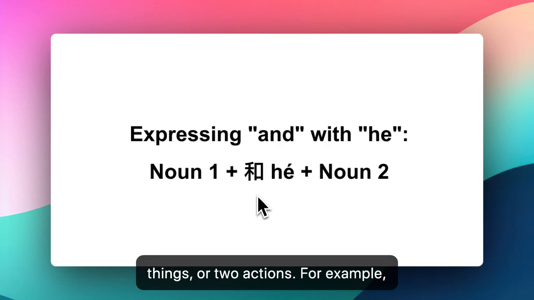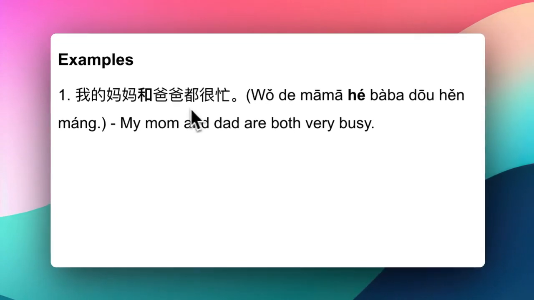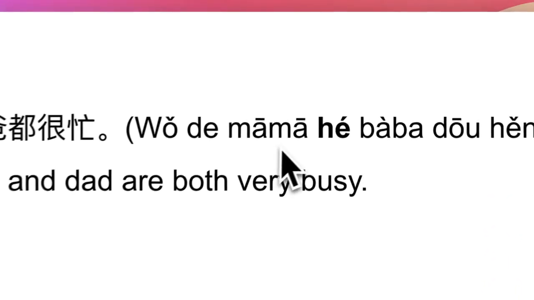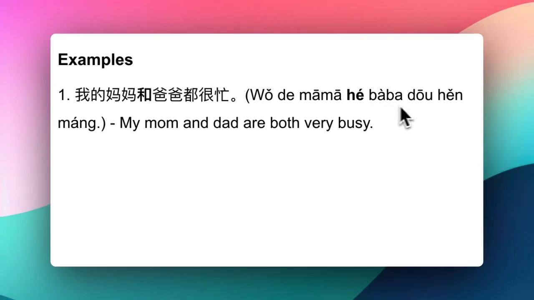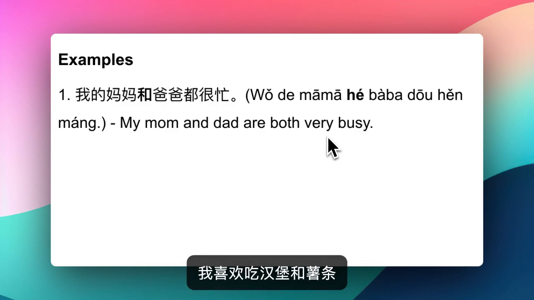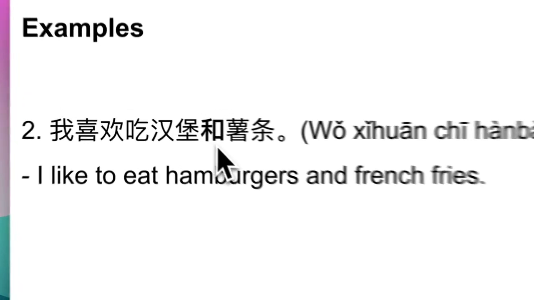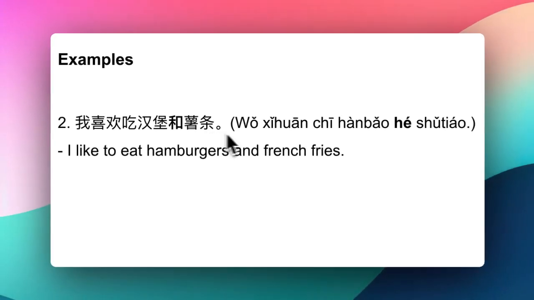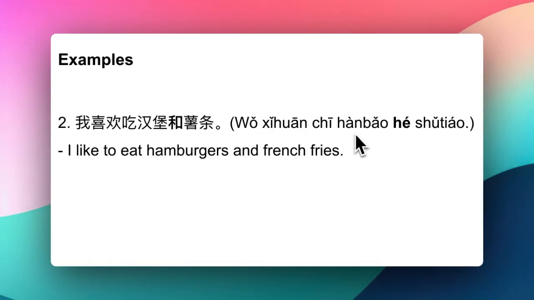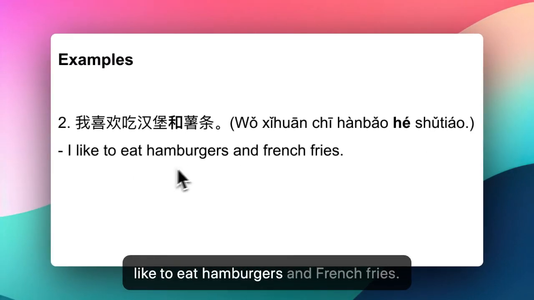For example, 我的妈妈和爸爸都很忙。My mom and dad are both very busy. 我喜欢吃汉堡和薯条。I like to eat hamburgers and French fries.